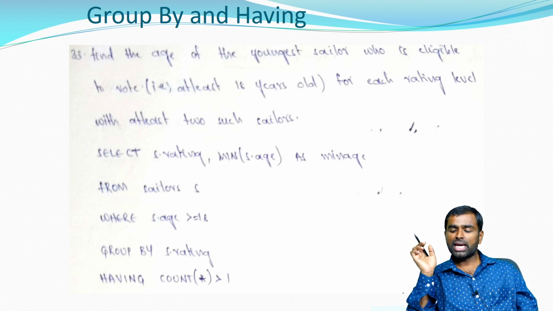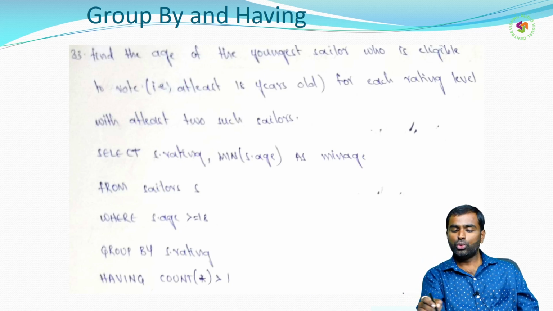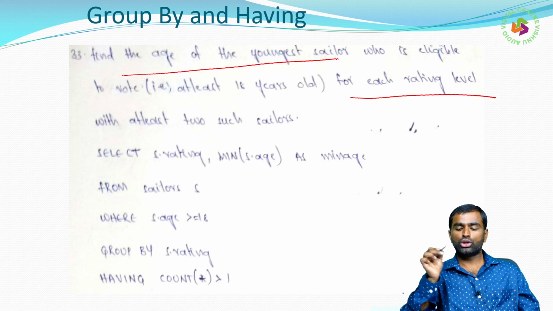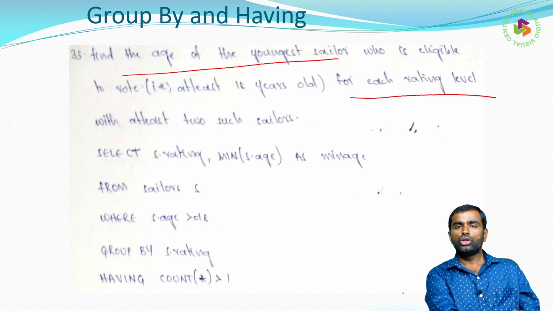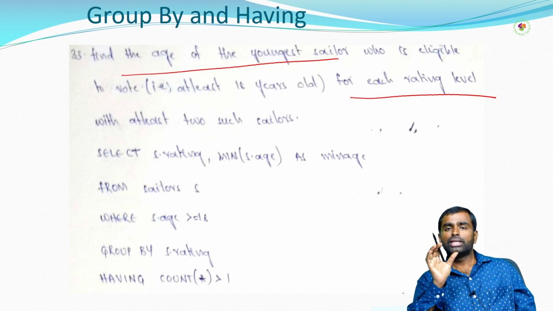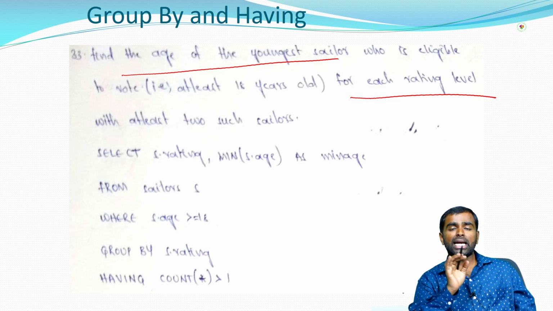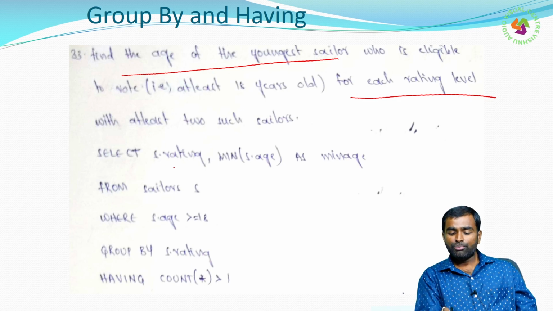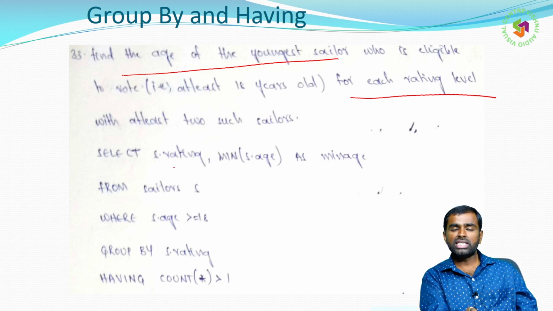Find the age of the youngest sailor who is eligible to vote for each rating. So you need to find, for each rating, the age of the youngest sailor. These two you need to find out. Whatever you need to find out in the question, you have to give in the select portion. That is, in the select portion you have to find the minimum age for each rating.